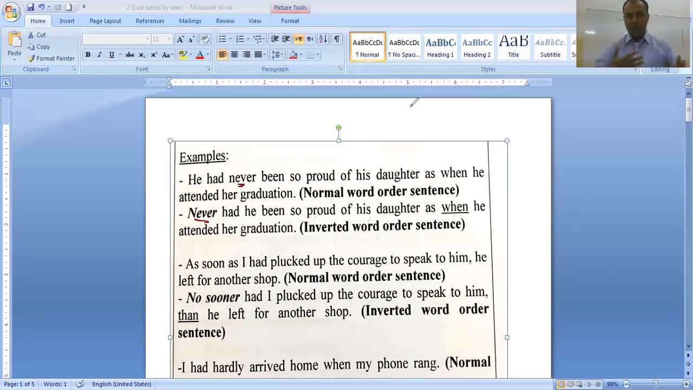How do we change the normal sentence to an inverted sentence? I will write on the board one example for you, and we will know together. Okay, look carefully. We take the same example here. We will not change it.